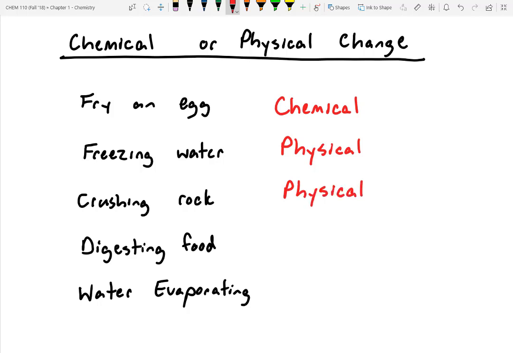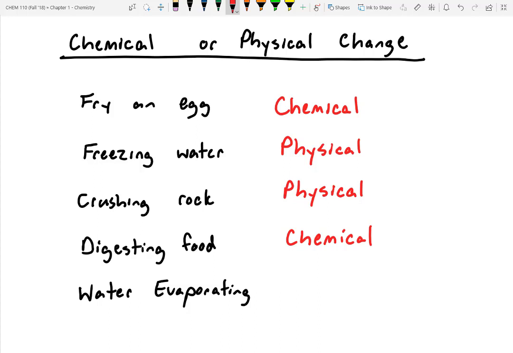All right, what about digesting food? Chemical. It's an important chemical change. When you digest food, you're actually breaking the bonds in that food. By breaking those bonds, you're releasing energy. That's the energy we use to survive, right? So we need that energy from chemical bonds.